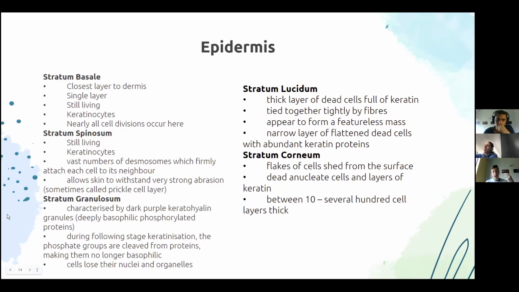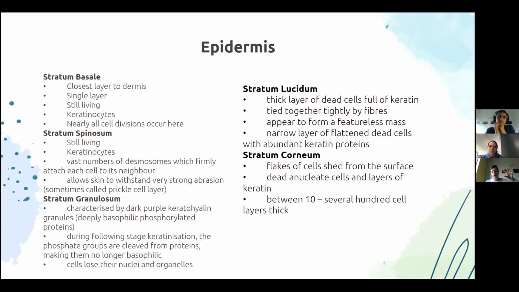During keratinization, this is when you get the keratin forming in the skin, and then the phosphate is cleaved out, so the cells no longer stay at the bottom. This is where the cells lose their nuclei and organelles.